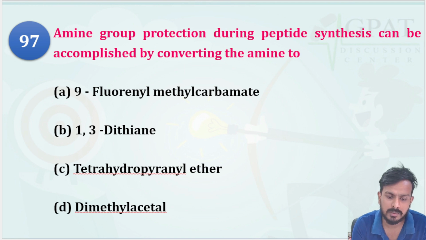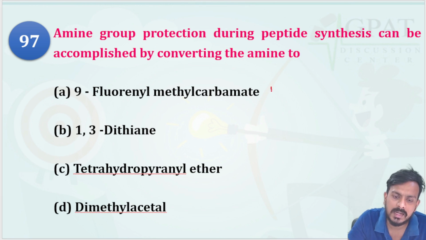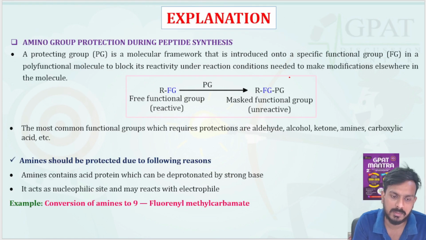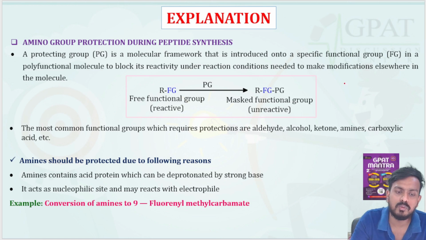Okay, if you see the options, here the correct answer will be 9-fluorenylmethyl carbamate. Why 9-fluorenylmethyl carbamate? Let's see the explanation. So what does a protecting group mean? A protecting group is a molecular unit that basically is introduced onto a specific functional group in a polyfunctional molecule to block its reactivity under the conditions needed to make the modification.